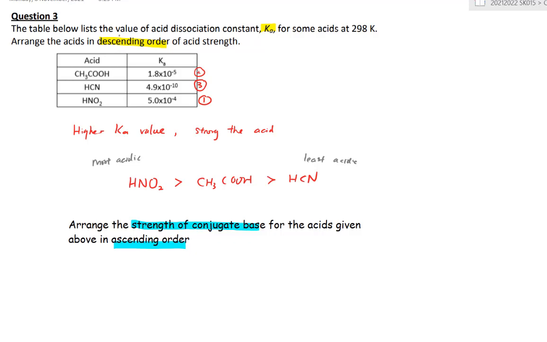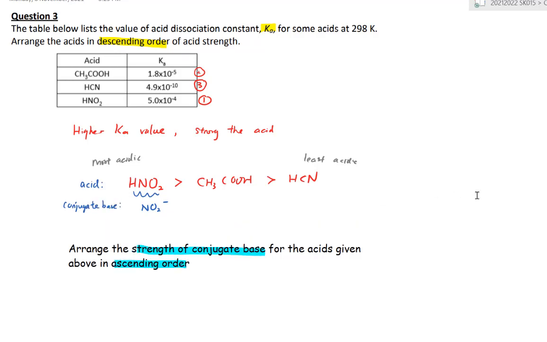Before you arrange into the order, you need to figure out what is the conjugate base for each of the acids mentioned here. So let's look at your HNO2. Remember that these are all acids. An acid will donate a proton. After it donates the proton, it becomes the conjugate base. So HNO2, after releasing one proton, H+, becomes NO2 negative. On the top over here, you have your weak acid, and the bottom over here is the product, your conjugate base.